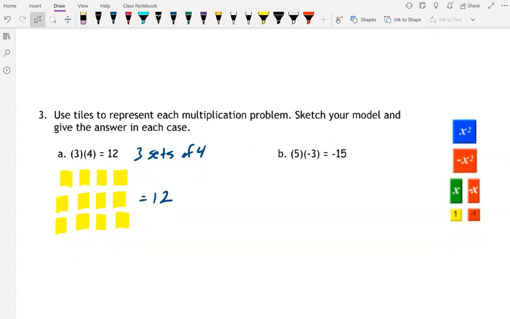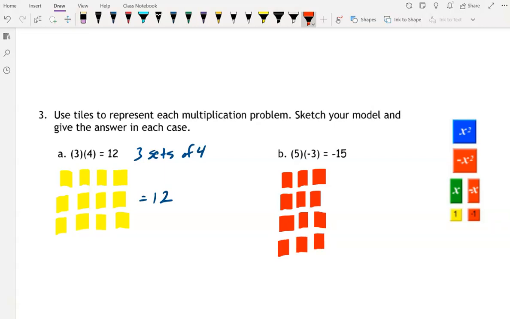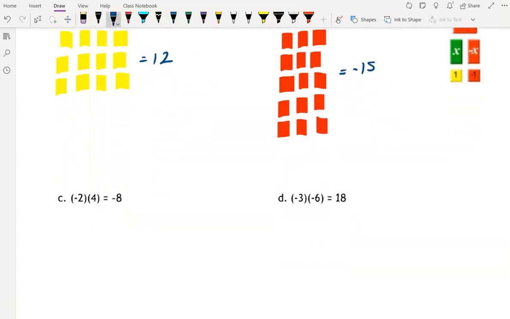Okay. This next one says that we're multiplying 5 times negative 3. 5 sets of negative 3. So since we're doing negative 3, 5 sets of negative 3, so 1 set, 2 sets, 3 sets of negative 3, 4 sets of negative 3, 5 sets of negative 3. And what do we have when we're all done with our 5 sets of negative 3? We have negative 15. Of course.